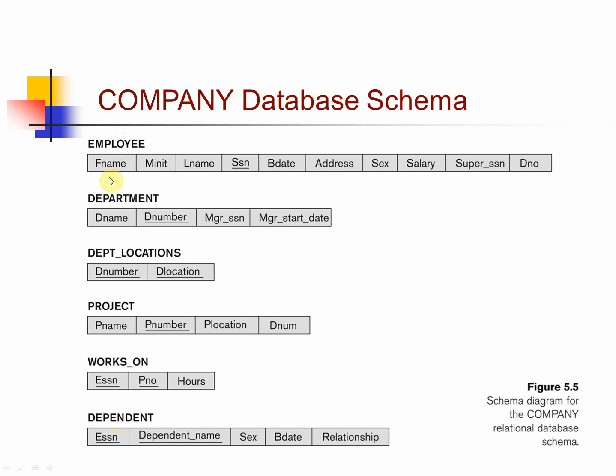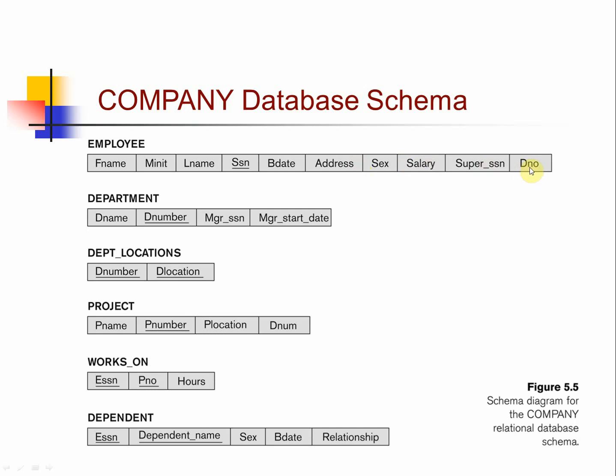And if we look a little bit closer at the employee, you will see it has first name, middle name, last name, and social security number, with the underline indicating we choose social security number as our primary key. Birthday, address, sex, salary, supervisor social security number, and department number.